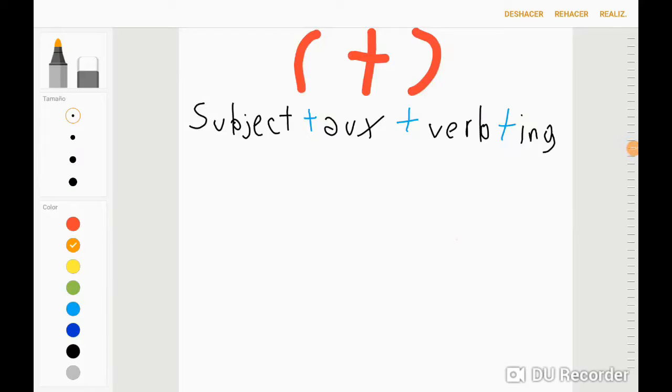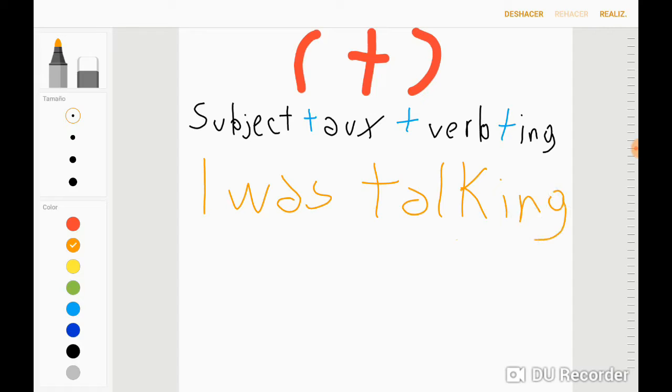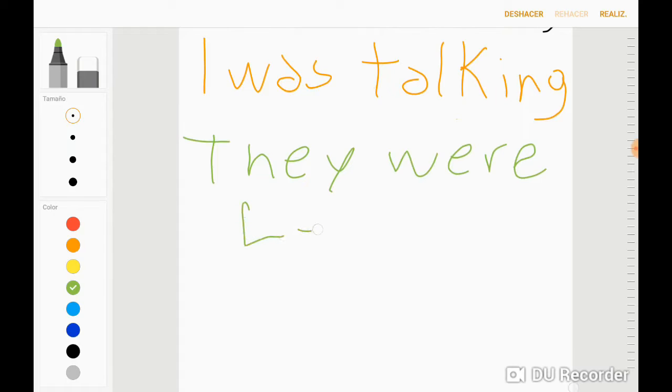The structure to form affirmative sentences is this. First the subject, after the auxiliary, after the verb plus ing. For example, I was talking. They were learning.